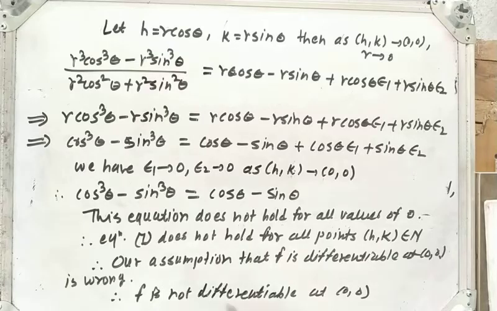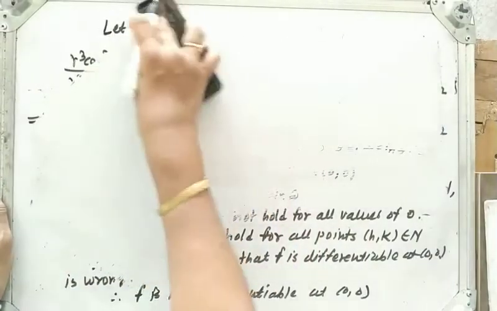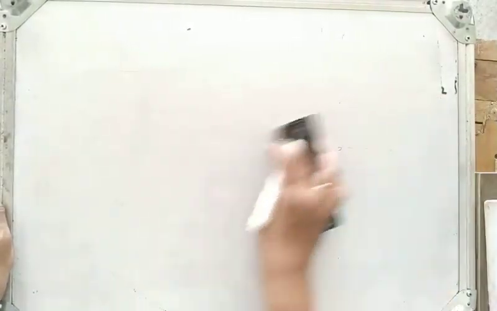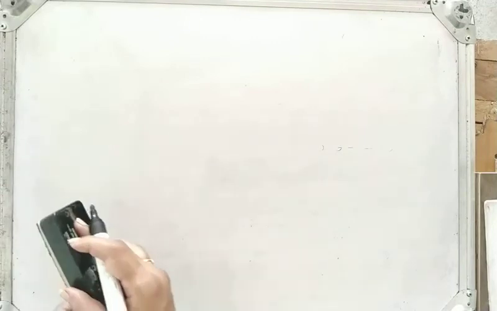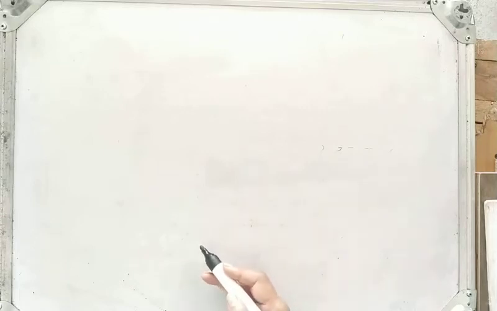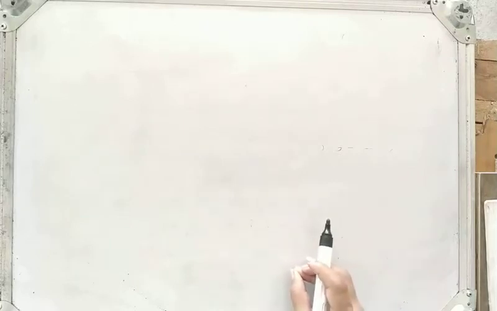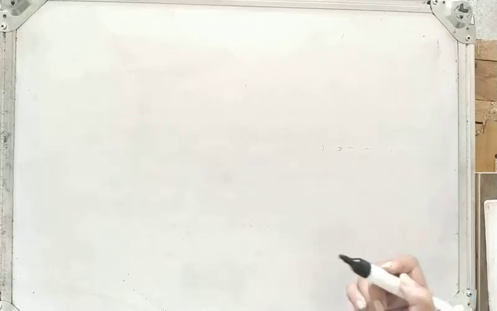Means up to this you can consider that to check the differentiability of the function, you can check if the function is continuous at that point. If the function is not continuous, you can say it is not differentiable. Second, if the first order partial derivatives do not exist, you can say that the function is not differentiable. But if the function is continuous as well as first order partial derivatives exist, then you need to check whether the equation of differentiability is satisfied by the function or not. Okay. Let us solve the next example.